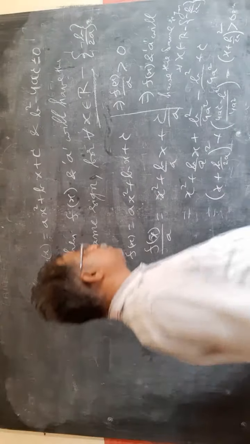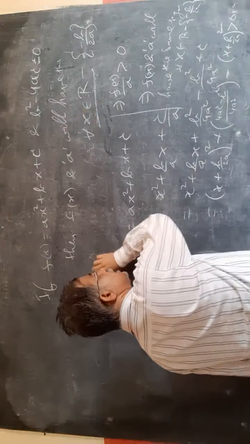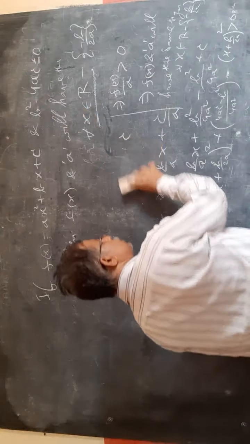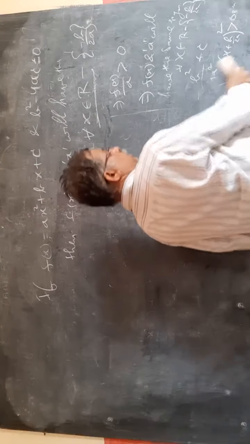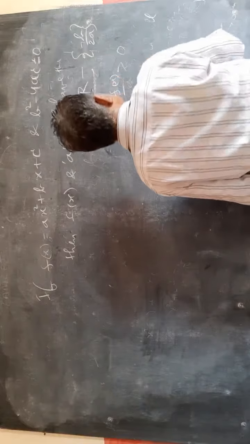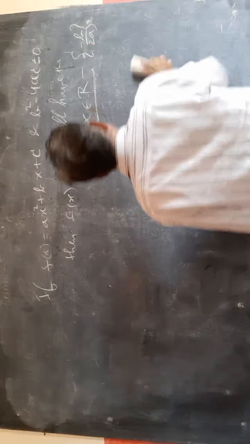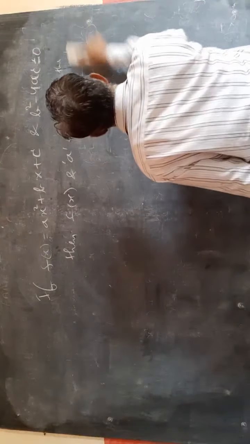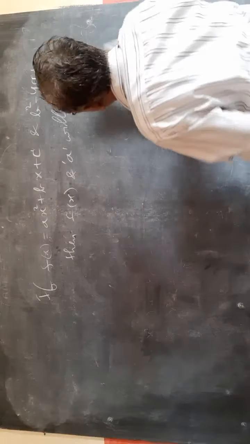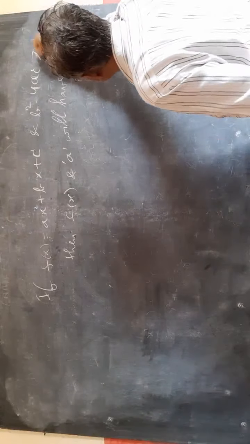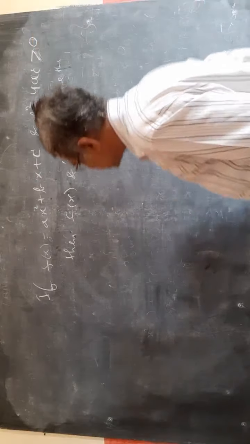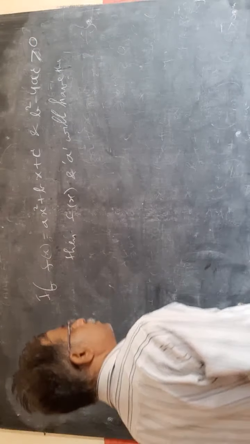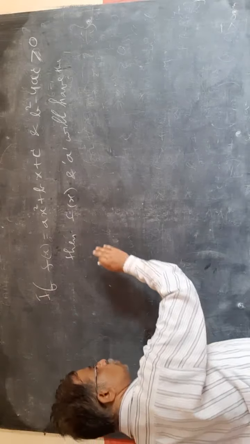If b square minus 4ac is more than 0, then the equation contains two real roots. Less than 0 means no real root. Then we did a condition. If b square minus 4ac is more than 0, what happens? Then there are two conditions.